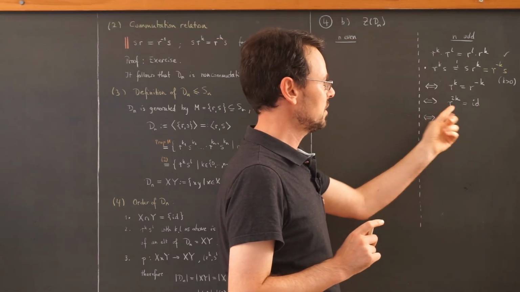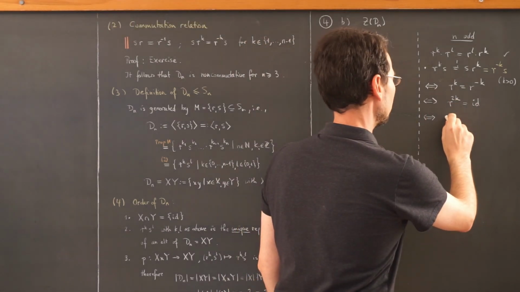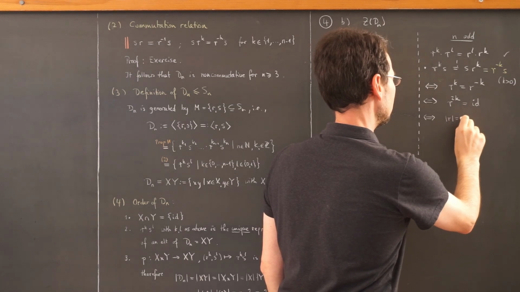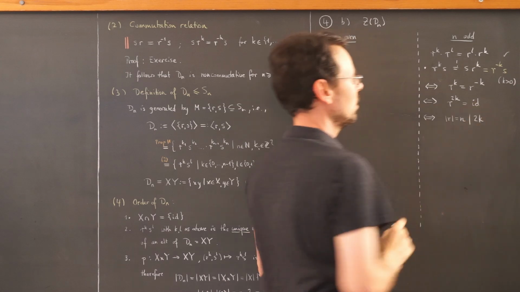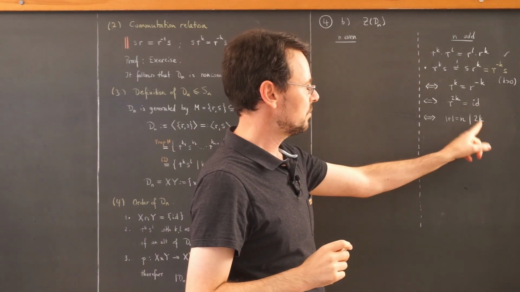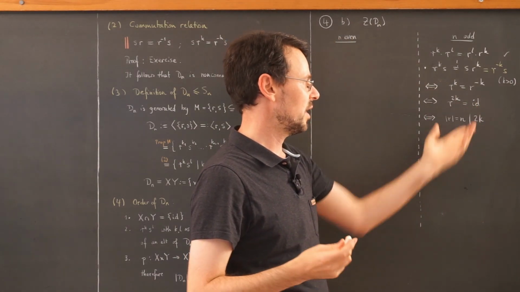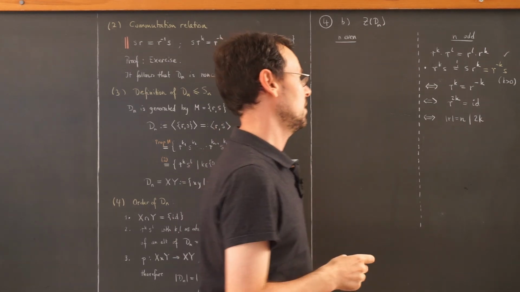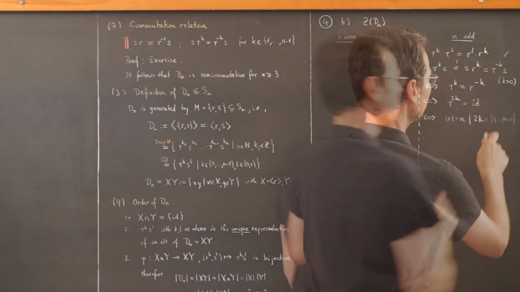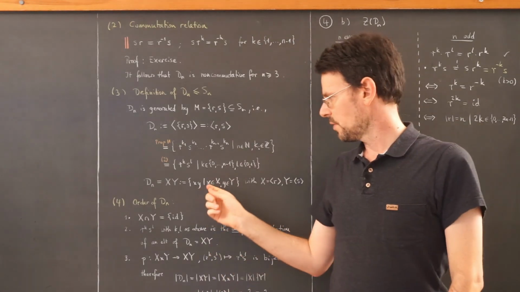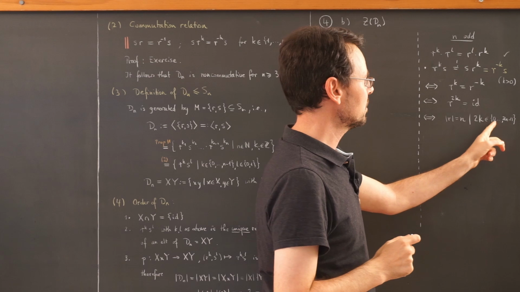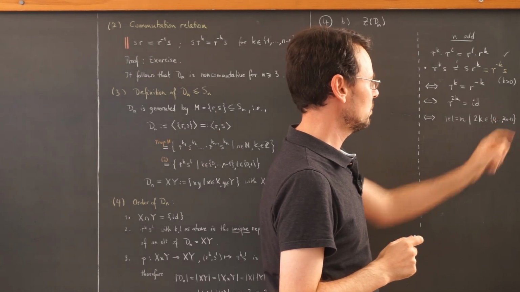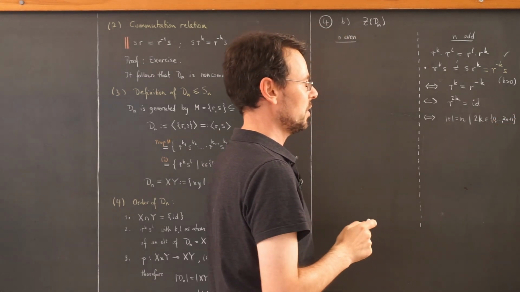And this leads us to the order of r, which is n, must be a divisor of 2k, since r to the 2k is the identity. This is the key here. But k runs through the numbers from 0 to n minus 1, so 2k runs through the numbers from 0 to 2 times n minus 1.